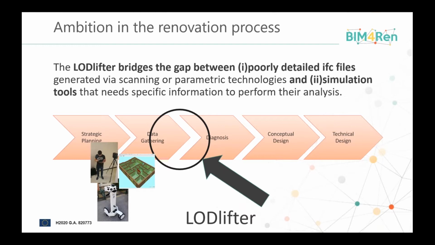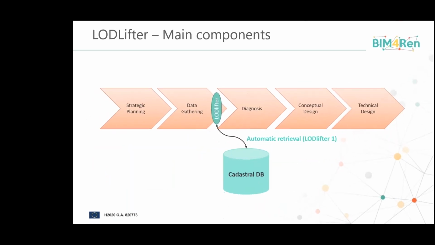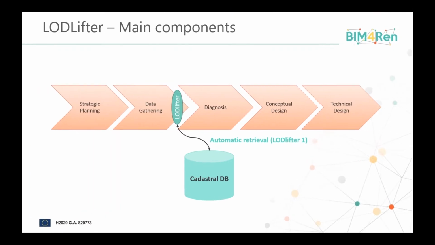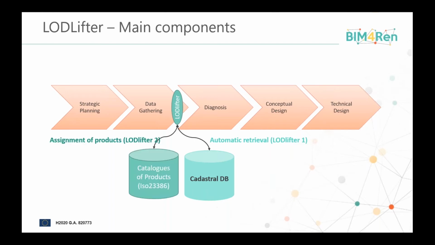And we have seen that from these techniques, scanning or parametric technology, the IFC files generated are not accurate enough. This tool, the Lodlifter, is composed of two main components. The first one is an automatic retrieval component that will retrieve various information, mainly from external cadastral databases. And the second component is a manual component. This will be the main demo.